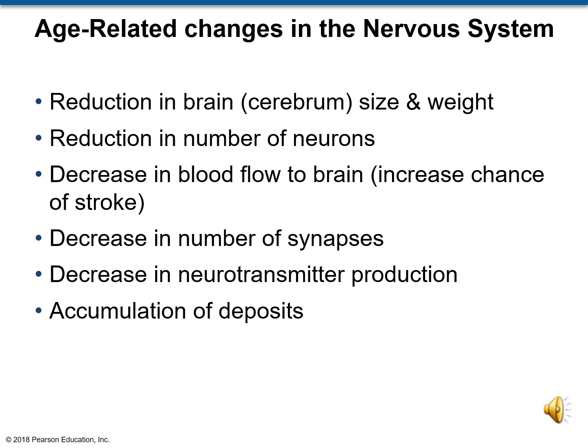Age-related changes in the nervous system. Basically, they all involve reduction. You have a reduction in your brain size, that's the cerebrum, and the weight, a reduction in the number of neurons, a decrease in blood flow to the brain, which will increase your chance of a stroke, a decrease in the number of synapses and the amount of neurotransmitter that's produced, and then you get an accumulation of deposits. Deposits are going to affect processing and memory ability, as well as your motor speed and your sensory sensitivity.